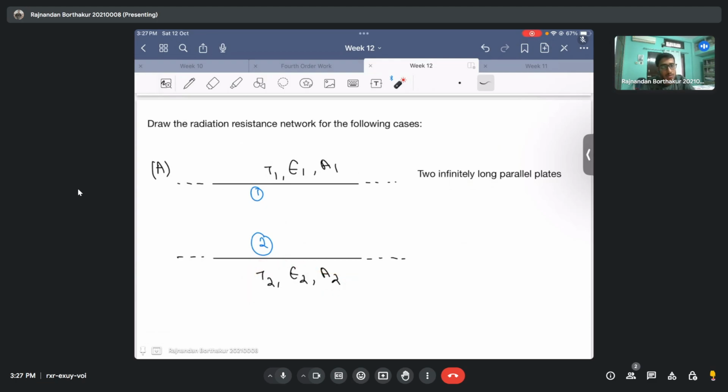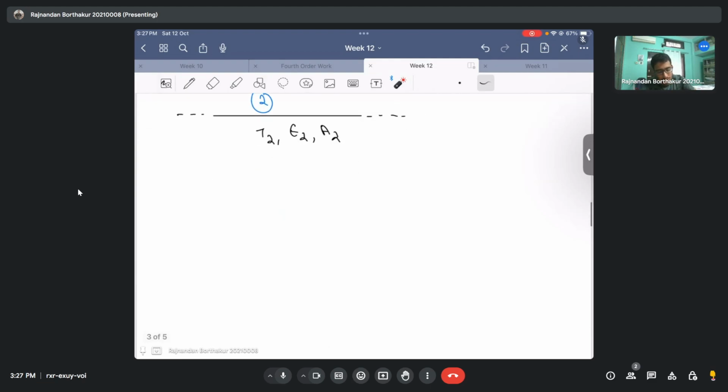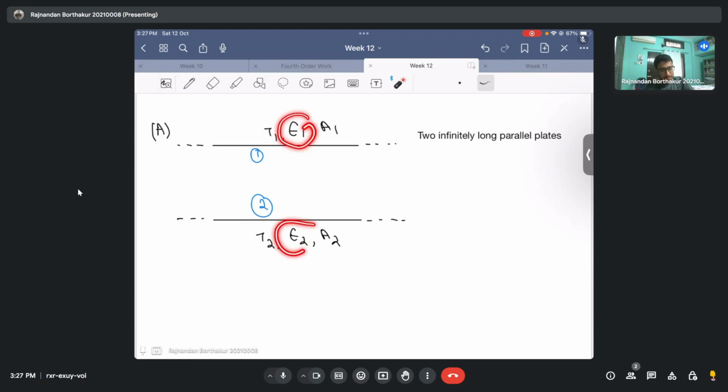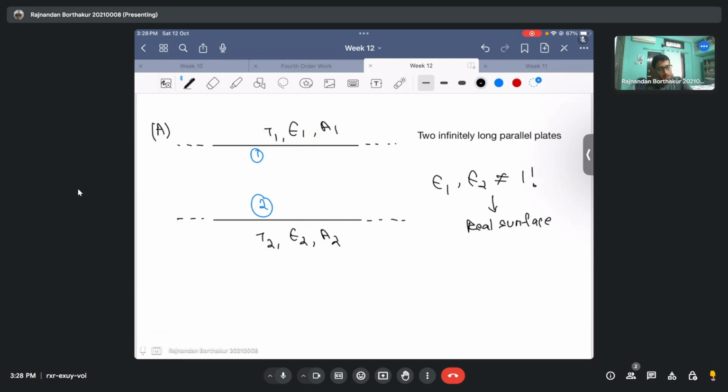What you need to do is draw the radiation network for this case, which will start off like this. For drawing the radiation network, first identify that you have certain emissivities given. Let's first go into a generic case where epsilon 1 and epsilon 2 are not equal to 1, meaning they are not black bodies, so they are real surfaces. This means you will also have surface resistances coming into the picture.